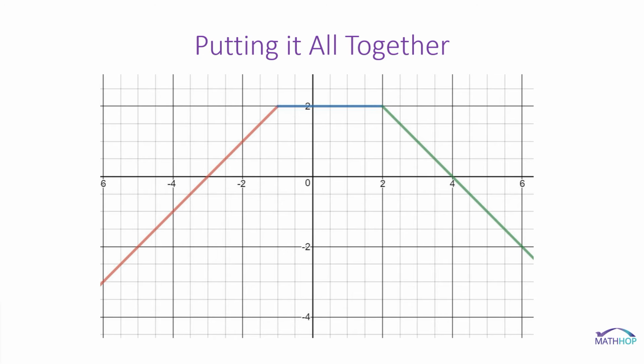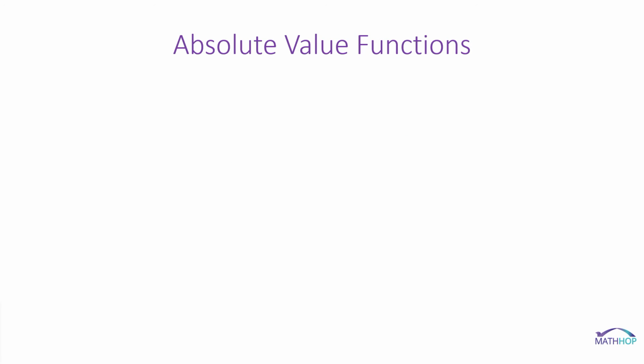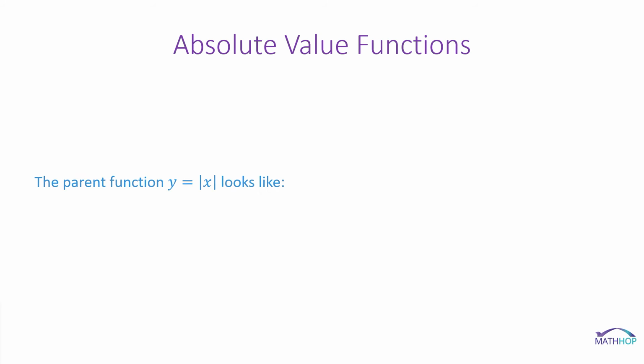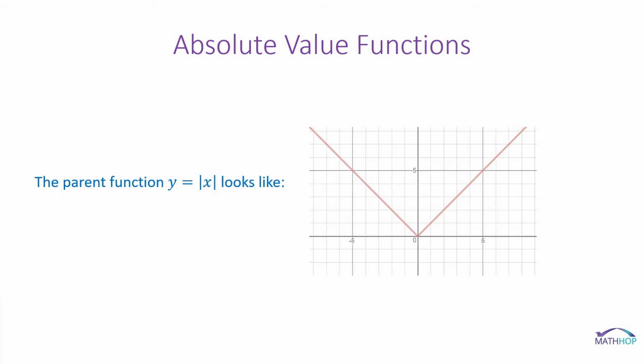All right, let's talk about a piecewise function that we actually already know. An absolute value function is the most recognizable piecewise function. I know you're thinking, no, that's just the graph that looks like a V. It's not a piecewise. We know how to do that one. But it really is a piecewise function. The parent function for absolute value functions is y equals the absolute value of x. And it does look like the V with the vertex down at 0.